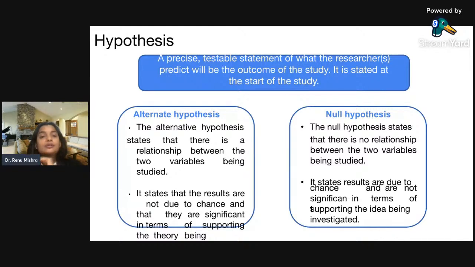Alternative hypotheses are basically saying that results are not just by chance. A significant investigation has happened, and there is a theory supporting this statement. On the contrary, when you talk about the null hypothesis, there are either no results or no theory supporting this statement. So that's alternative and null hypothesis.